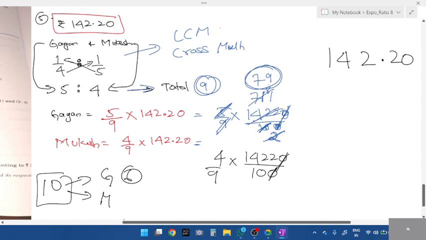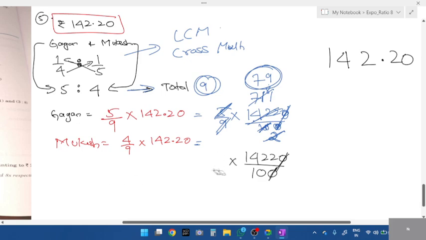How did you get 4 rupees? Tell me. 10 minus 6. Why only if the value is smaller, you'll use this method? All of you understood this? If Gagan gets 6 rupees, how much is Mukesh getting? 10 minus 6 is 4. Yeah, we could have used the same concept. This calculation was not required.